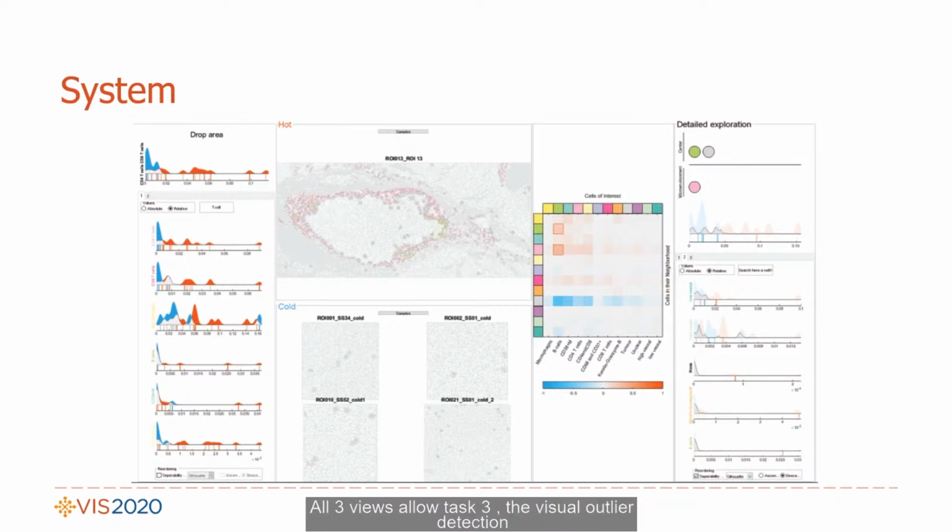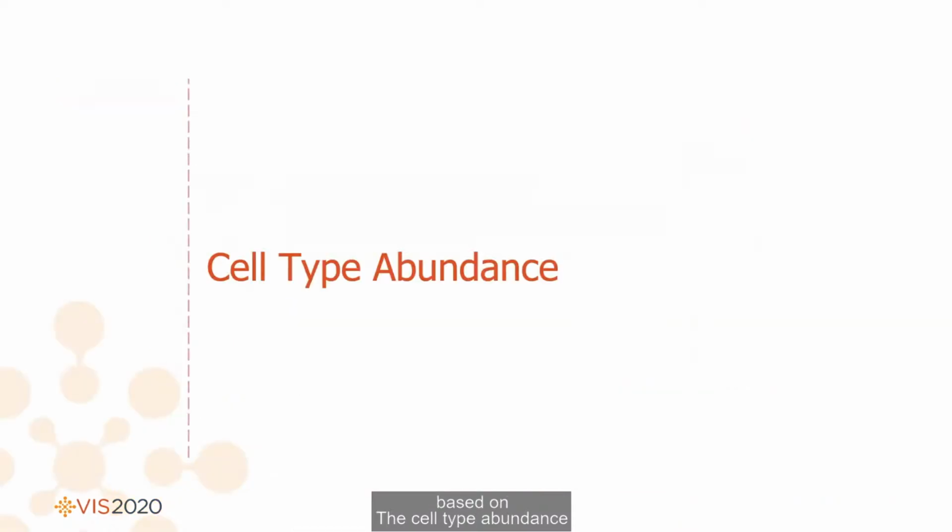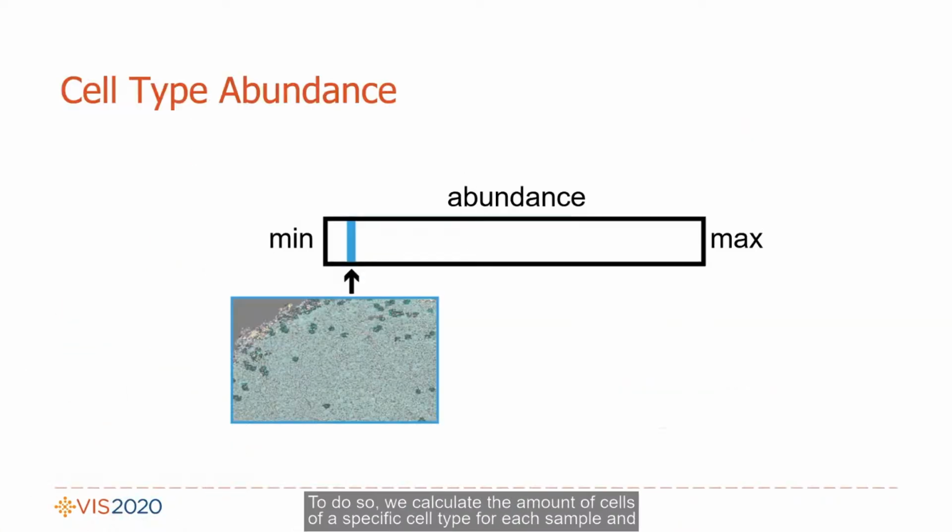All three views allow task 3, the visual outlier detection. Let's examine now the rationale behind the design of each block, starting with a comparison based on cell type abundance. To do so, we calculate the amount of cells of a specific cell type for each sample and plot the samples in a one-dimensional scatter plot, according to their value.